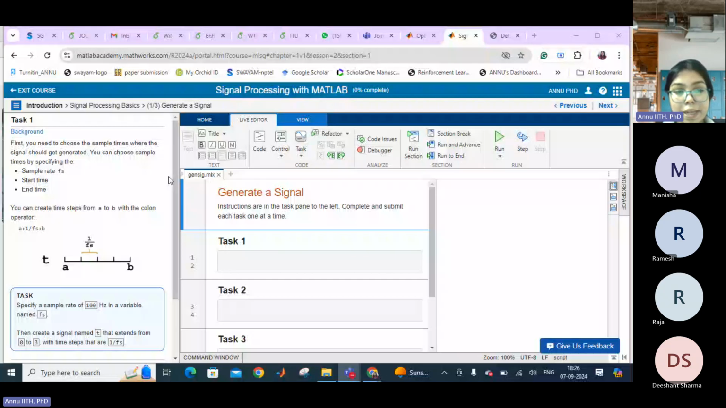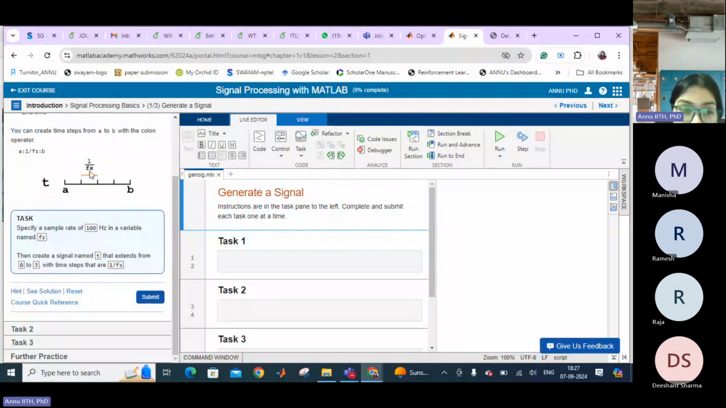You can choose sample times by specifying sample rate, start time, or end time. In MATLAB, if we have a start and end with an interval in between, we can separate it using colon. So from A to B with interval of 1 by fs, we can generate various things. Specify the sample rate, suppose we have 100 hertz sample rate, with a variable name fs. Then create a signal named t that extends from 0 to 3 with time steps of 1 by fs.